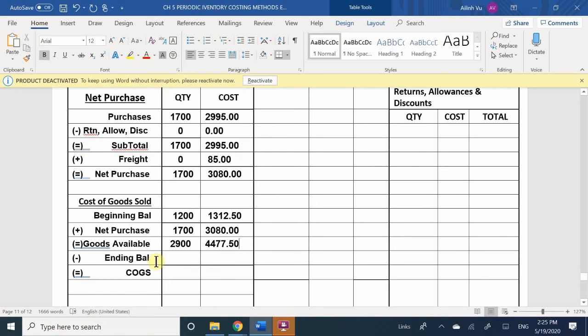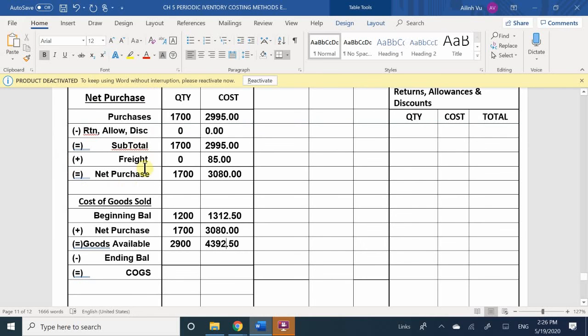How did you get that? Oh, I don't know, I probably punched it wrong. So beginning balance plus the net purchase is 13,1250 plus 3,080 equals, oh, that's not right. Something's wrong with my calculator here. You got 2,900. So $4,392.50. Yeah, what you have. Perfect. All right, good.